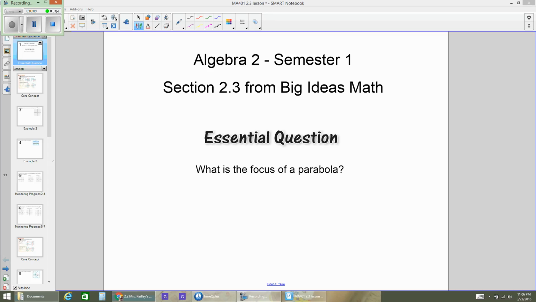Last time we were graphing the standard form, vertex form, and the intercept form of parabolas. And today we are learning a new form because we are going to talk about a new part of a parabola that you maybe don't even know about, and it is called a focus.